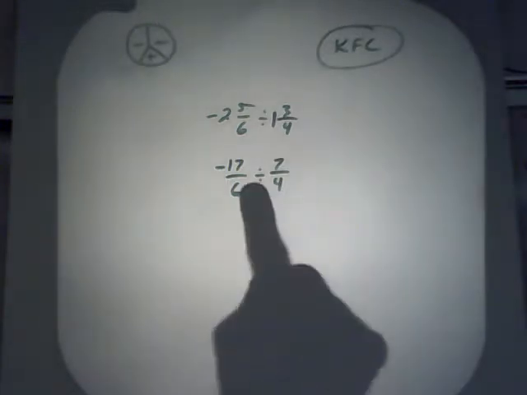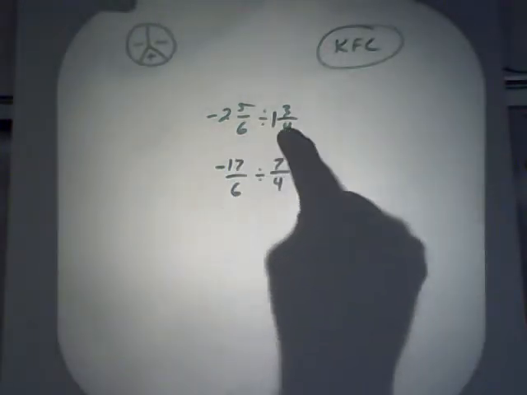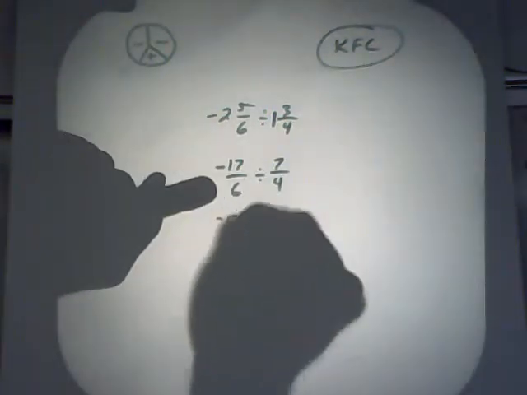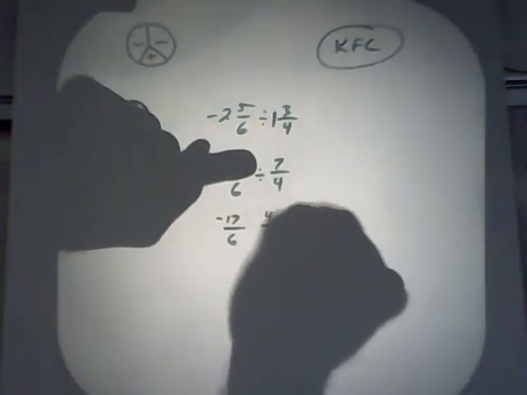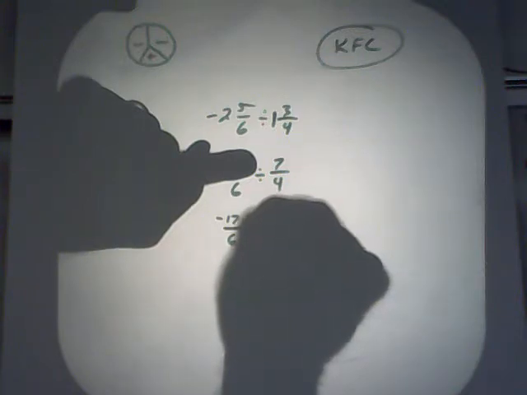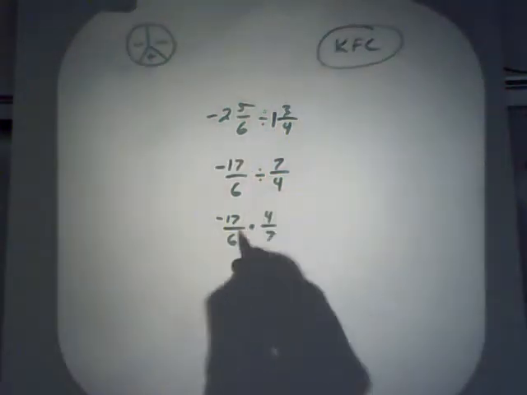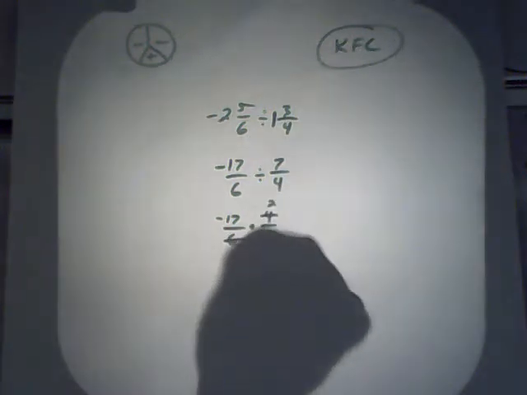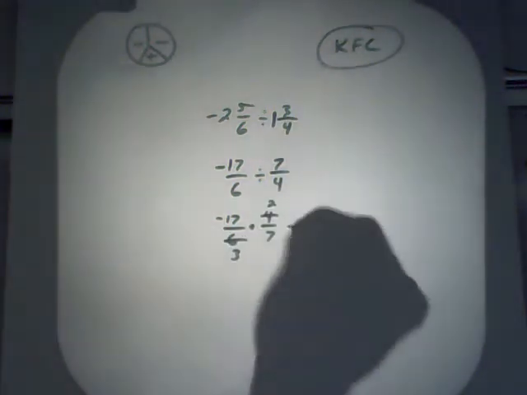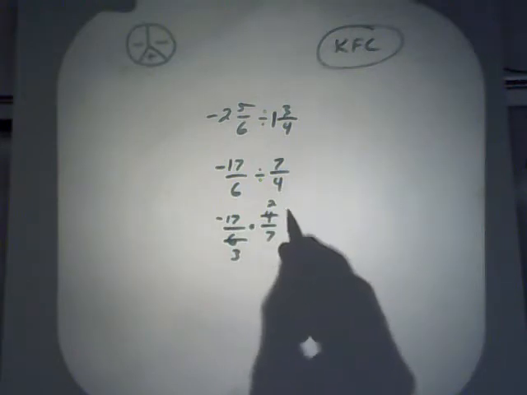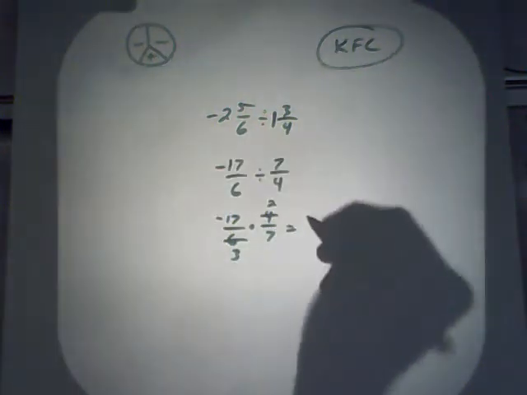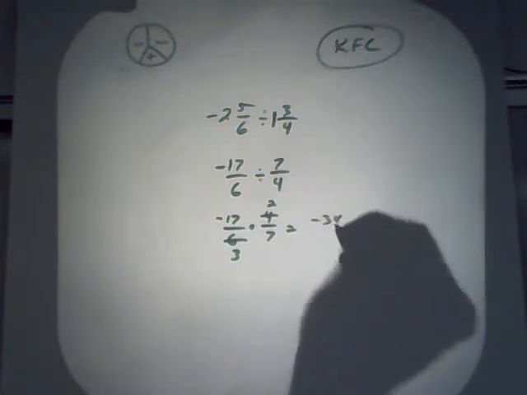So I went around the world. I got negative 17/6 divided by 7/4. Keep, flip, change. Can I do any reducing here? Yeah, 2 goes into 4 twice. 2 goes into 6 3 times. All right, here we go. What's 17 times 2? 17 times 2 is 34. So I get a negative 34 over 7 times 3 is 21.